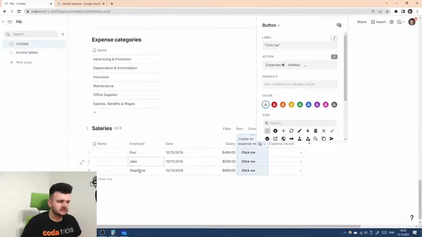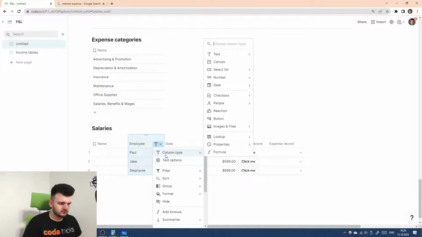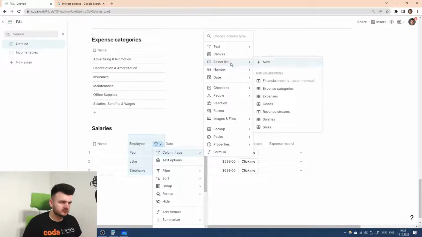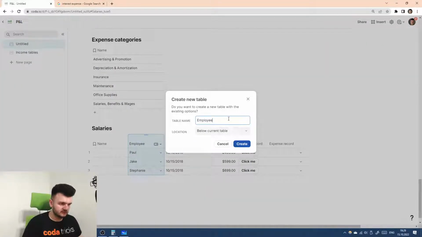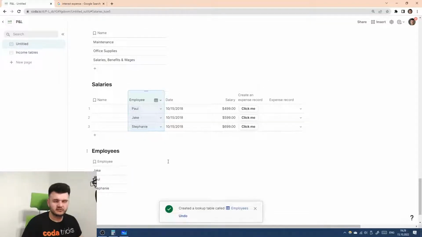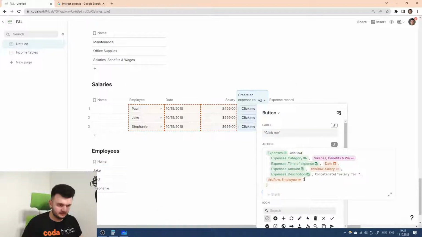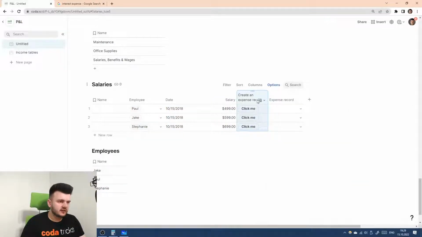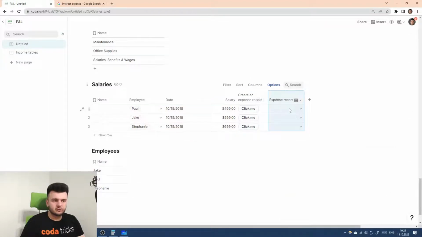And since it's just text, we could also have a separate table. One way to quickly make it a table: turn it into a select list, convert to a table, employees, done. Name. So it's not just gonna be an employee, but salary for an employee and that employee's name. And you click that, it creates a row, but doesn't set it here.